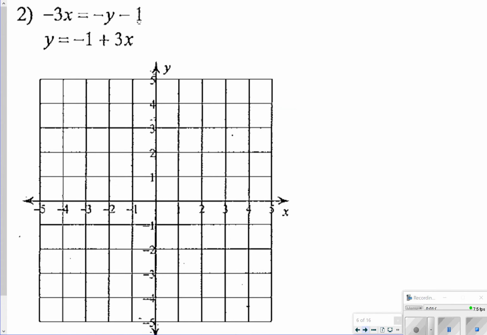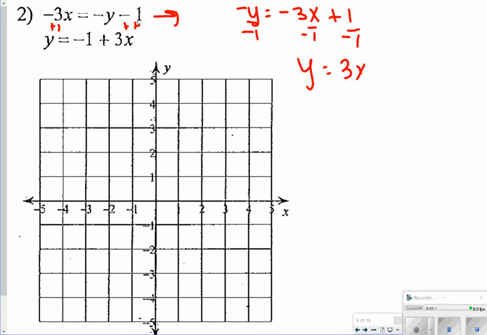For number 2, again, the same thing here. What I'm going to do first is just fix that first equation so that y is by itself. I'm going to add 1 first to both sides. So I have -y is equal to -3x plus 1. And then I'm going to divide everything by -1. So y is equal to a positive 3x minus 1.